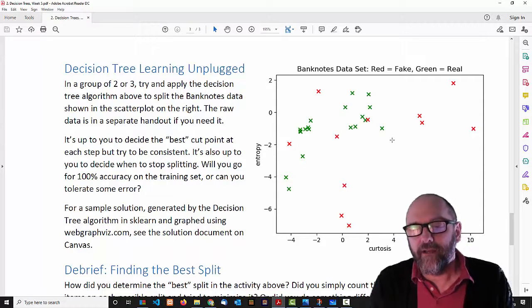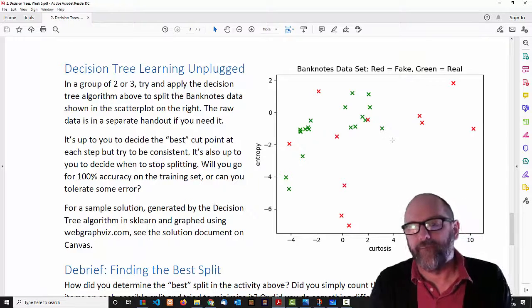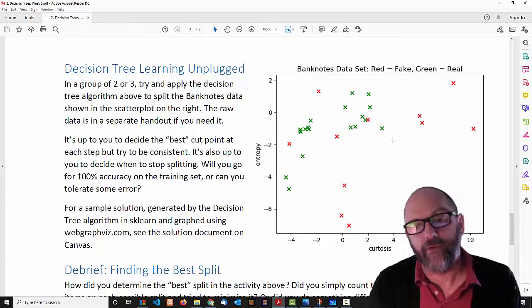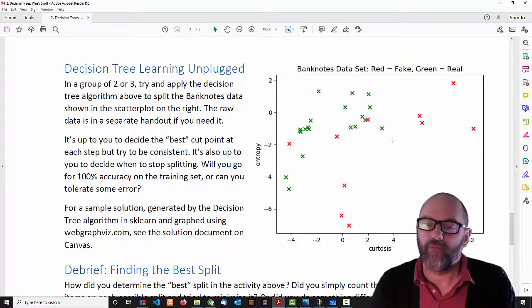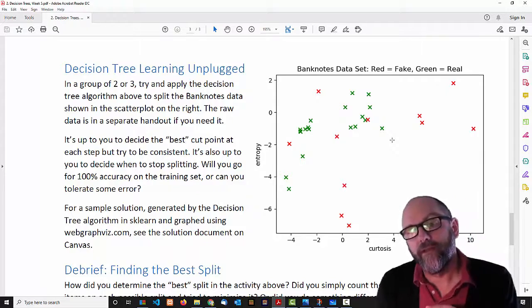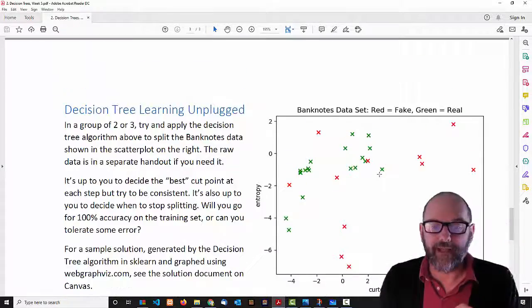And the second thing you want to think about is, when do you stop this process? So when do I stop splitting? Do I go all the way to purity, or do I have some other criterion of stopping? And what would that stopping criterion look like? So I'd like you to try that. There's a little bit of debrief stuff down here. Don't look at that yet.